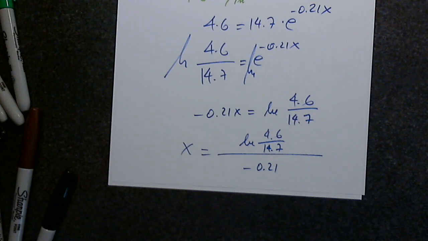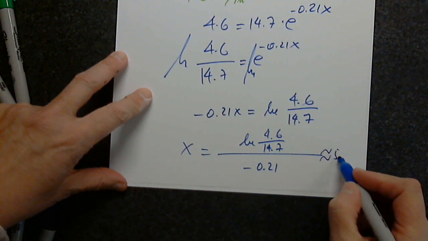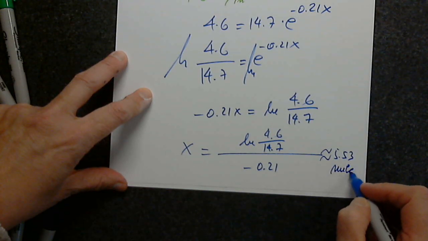We'll punch it in, natural log 4.6 divided by 14.7, and divided by, don't forget parentheses around the denominator, negative 0.21, and we'll see it's 5.53 miles approximately high.